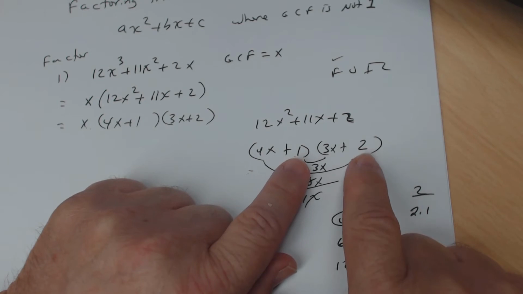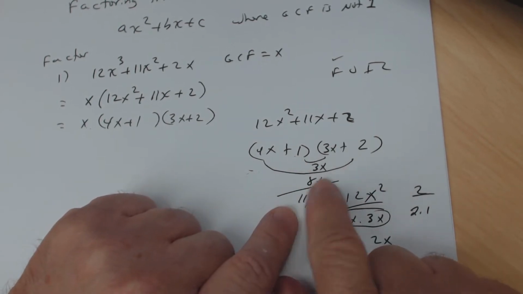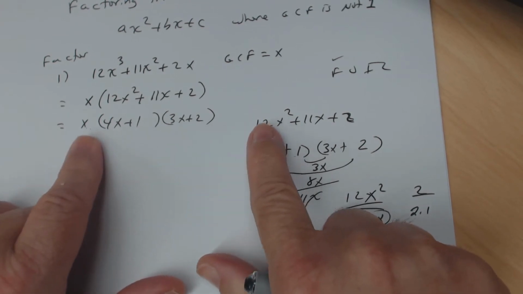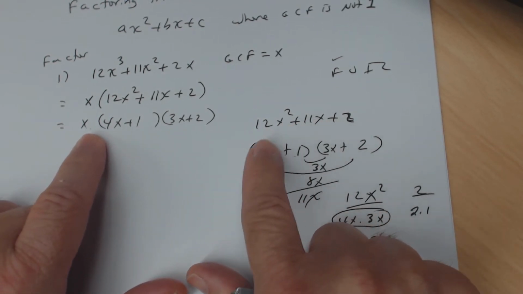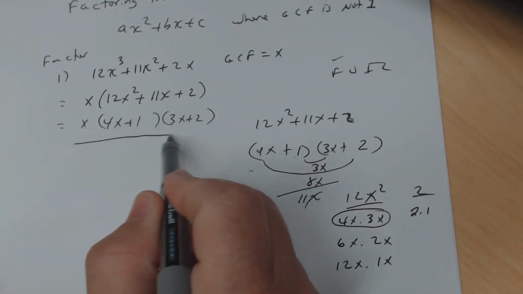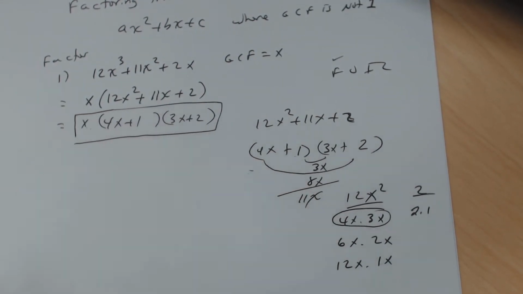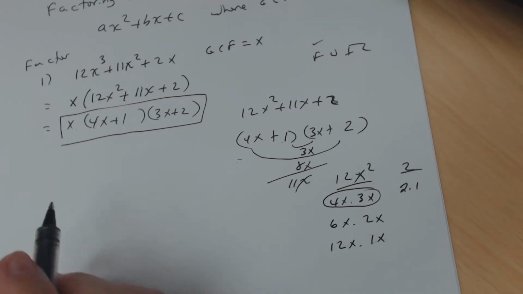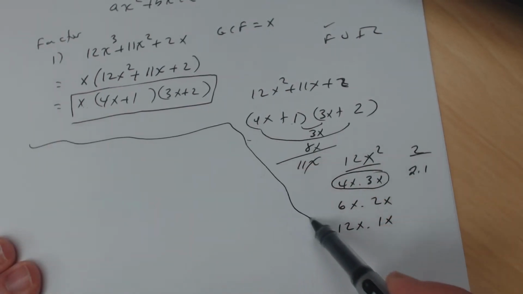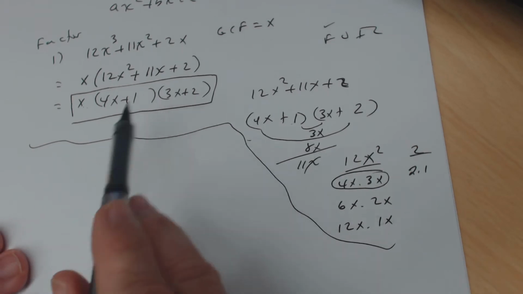1 times positive 1 times a positive 2 is a positive 2, and when I do the outer and inner, I get 11x. All right, and if I multiply this right here by x, I will get this back. So there's your answer. All right, so that's number 1. Okay, let's look at number 2. So notice all the work you had to think about in order to get this done.